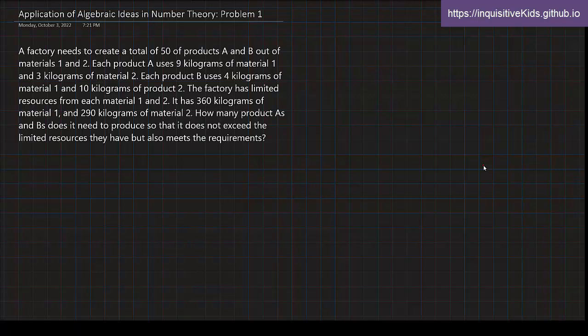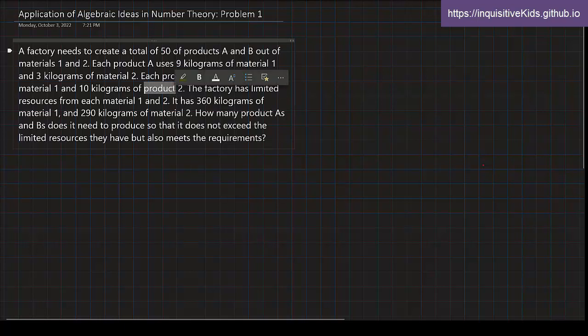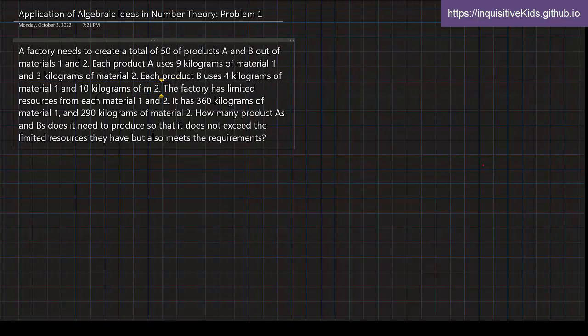A factory needs to create a total of 50 of products A and B out of materials 1 and 2. It didn't say exactly how many of A and B need to be produced. It says a total of 50. Each product A uses 9 kilograms of material 1 and 3 kilograms of material 2. Each product B uses 4 kilograms of material 1 and 10 kilograms of the other product here. Should be, you know what, I'll just change it here. Here it should be material 2.